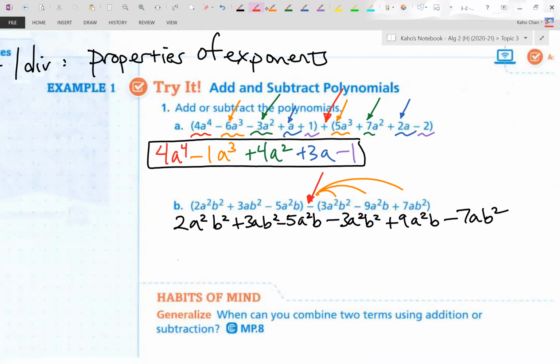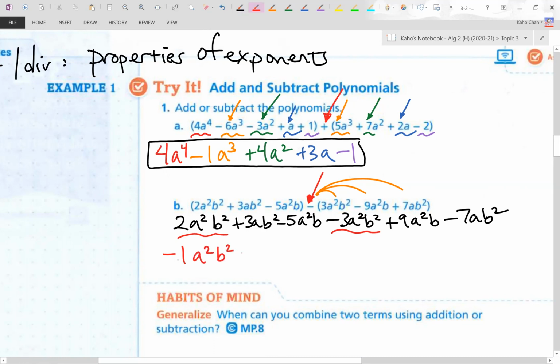Okay. Let's look for like terms. Are there any a squared b squareds? Oh yeah, look, there they are. 2 minus 3 of those a squared b squareds is -1 a squared b squared. So those are done. How about ab squared? Oh yeah, we do have some ab squareds. There's one right there, and here's one right there. And in that situation, we have 3 minus 7 is -4ab squared.